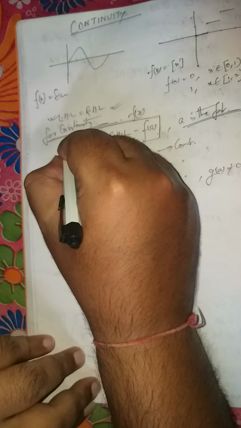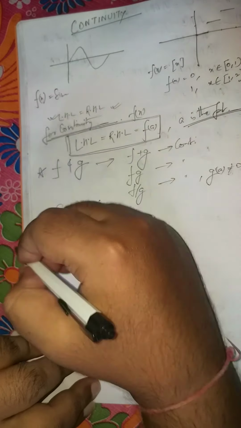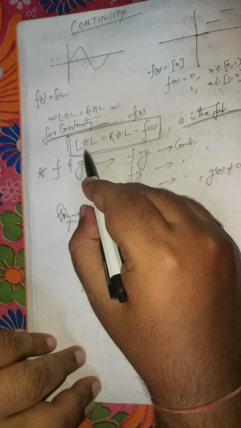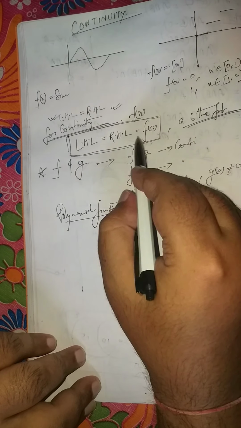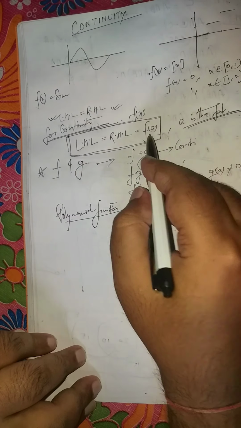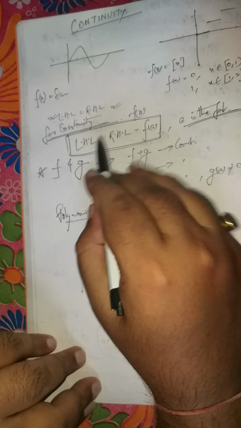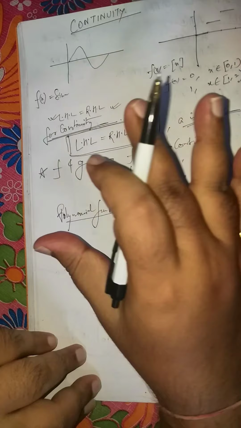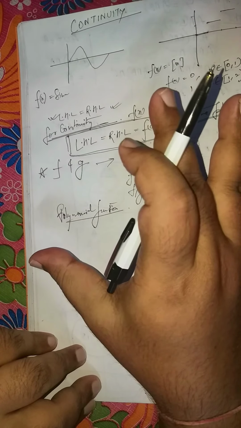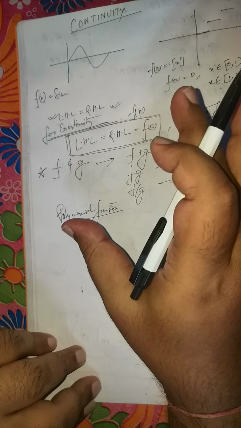For continuity of a function, what do you have to check? You have to check the left hand limit, the right hand limit, and the value of the function at that point. These three things should be the same. If they are the same, then you can say the given function is continuous.